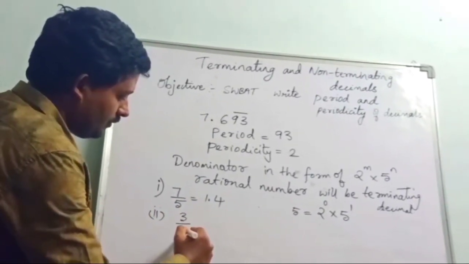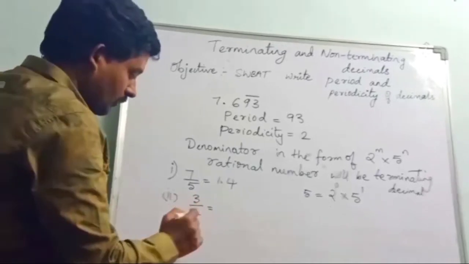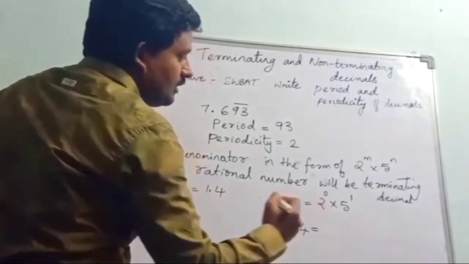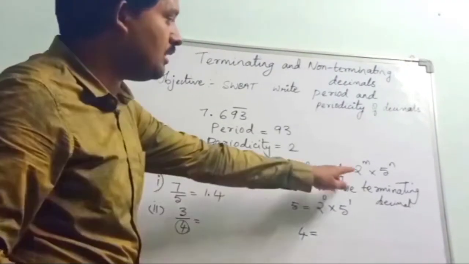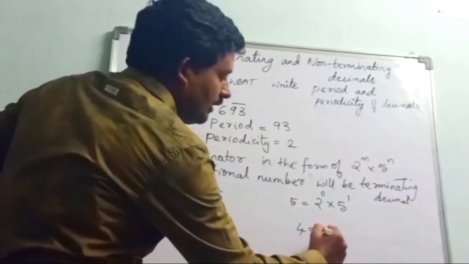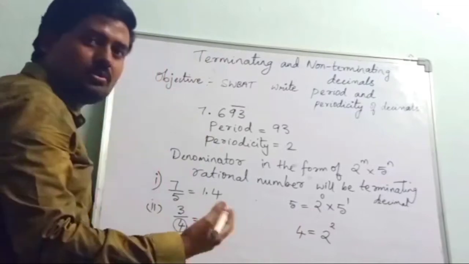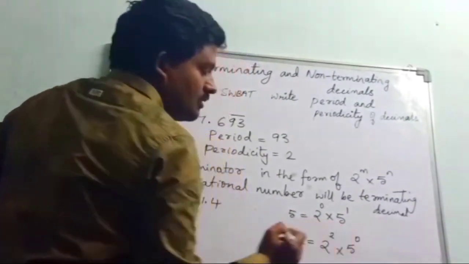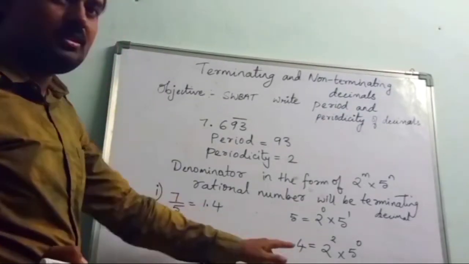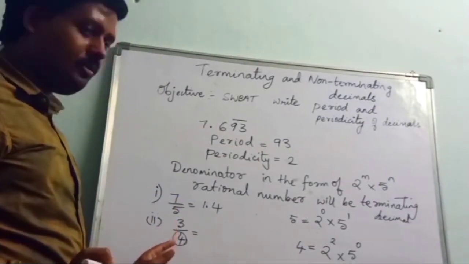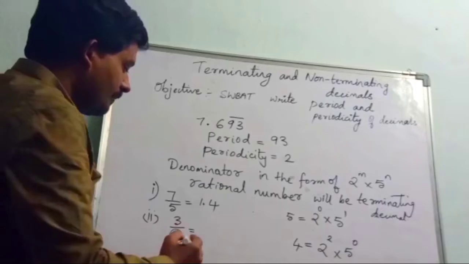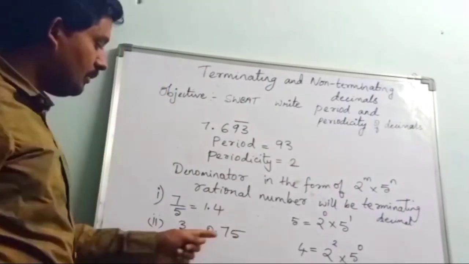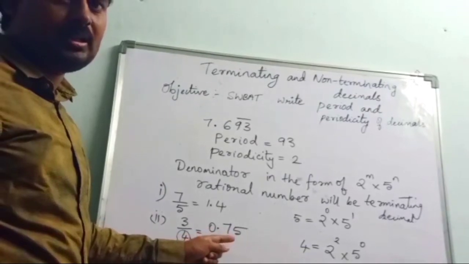3 by 4. Now 4 is the denominator, right? How can this be written? Is this in this form? Can we write 4 as 2 square? Because 2 twos is 4. That means 5 power, there is nothing in that, so 0. So again it is in this form, 3 by 4. What is the answer that we got? 0.75. That means this is also a terminating decimal.